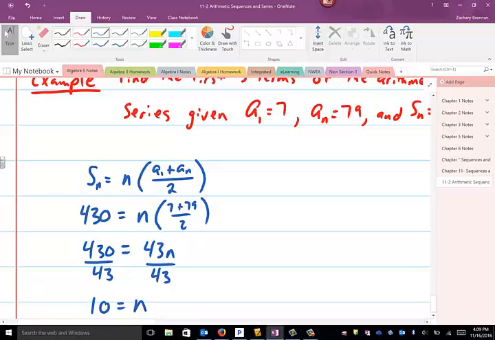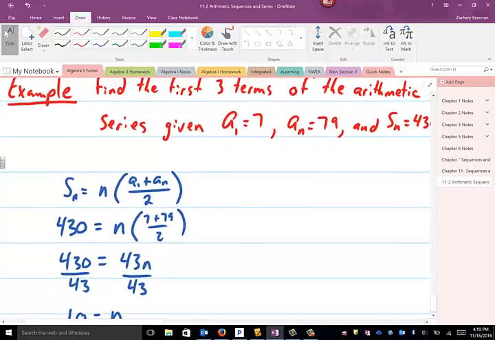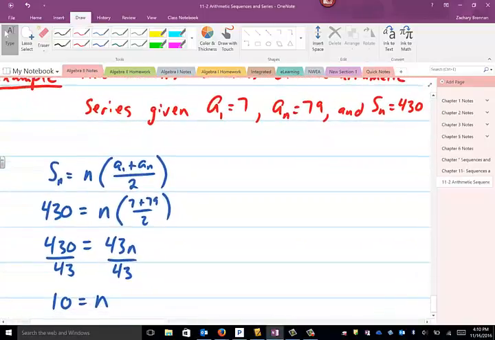Okay, I don't know if I needed that. I guess that doesn't help me find the first 3 terms. It just tells me that they added up 10 different terms, starting with 7, ending with 79. So I'm done with that formula, and I'm not sure what else I can do then. So I guess I can pull in the other formula.